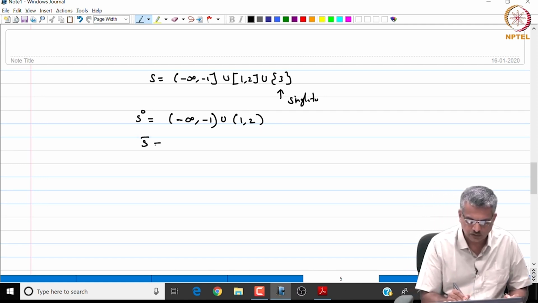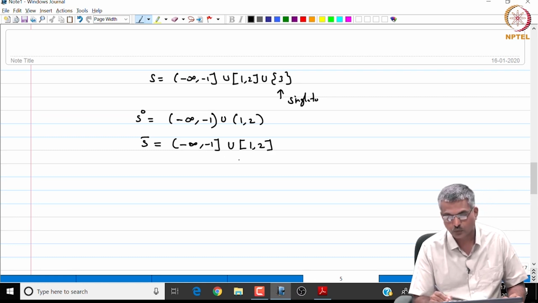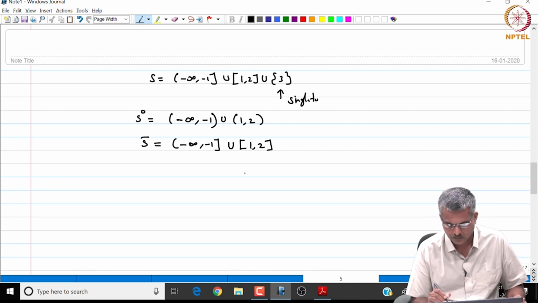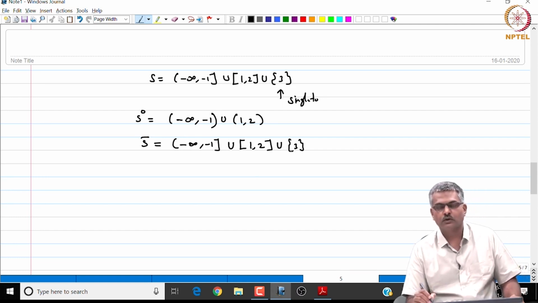So, the set of closure points of S. Certainly it will include all points from minus infinity to minus 1. It will include the points 1 and 2, because about 1 every neighborhood should contain at least one point from the set, and obviously the number 1 is in that set. So it will contain all points between 1 and 2, including 1 and 2, and it also includes the singleton, because if you take any neighborhood around the singleton 3, it obviously contains the number 3.